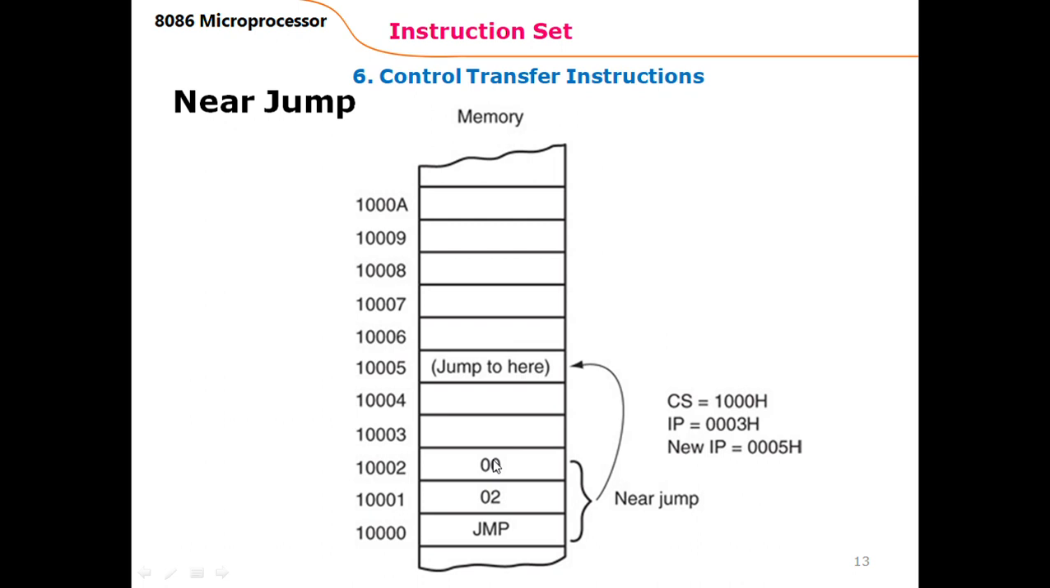As the displacement value is 2, these 2 bytes in the upward direction are skipped, because this value is plus 2, 0002. So these 2 bytes are skipped in the upward direction. As I said, if this were a negative value, then the jump would happen in the backward direction.